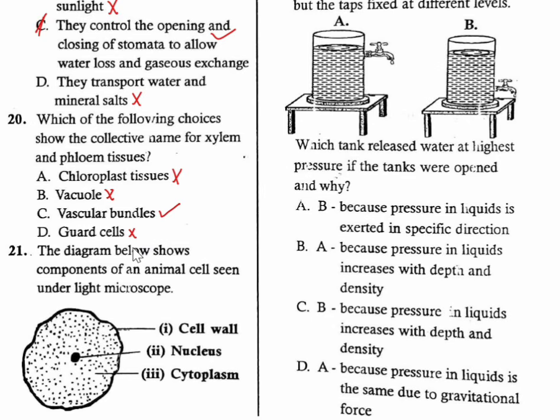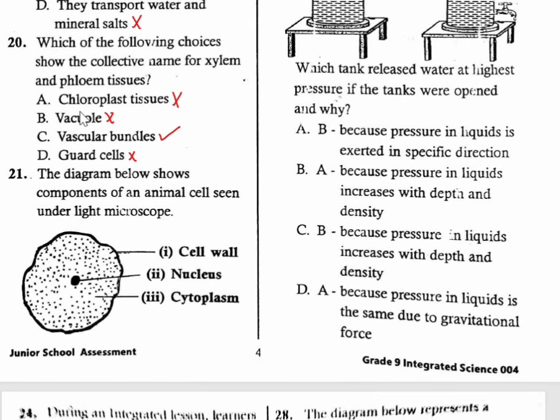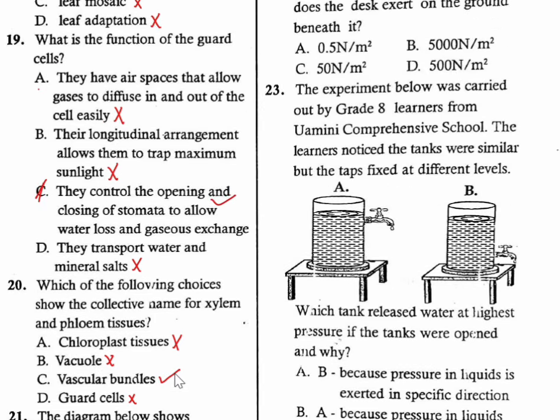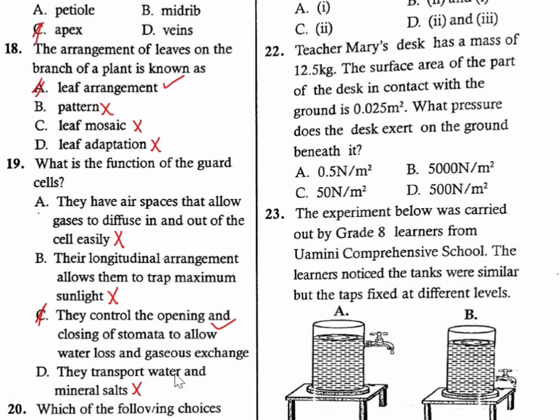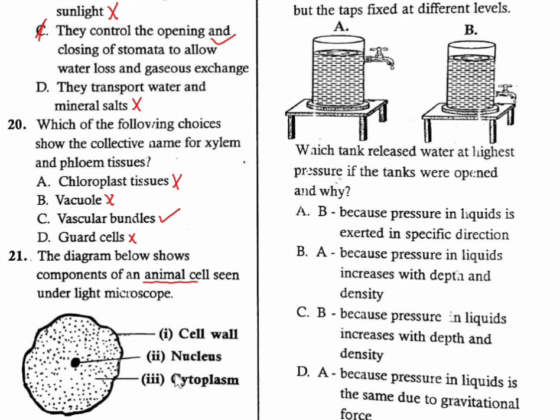Number 21, we have a very good diagram here. The diagram below shows components of an animal cell. Take note of the words animal cell seen under a light microscope. So we have 1, 2, 3. Then the question is asking, which part is wrongly matched? So from this diagram, which part do you think is wrongly matched? Is it Roman 1, Roman 2, Roman 3? Which one do you think is wrongly matched?